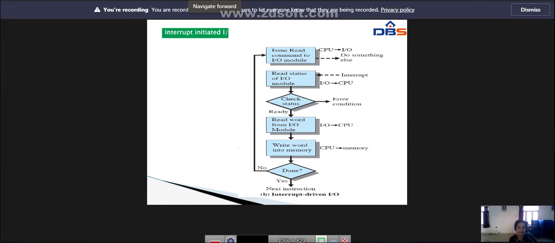The CPU responds to the interrupt signal by storing the return address from the program counter into the memory stack, and then control branches to the service routine that processes the required input output transfer. So this is the meaning of interrupt initialized input output.